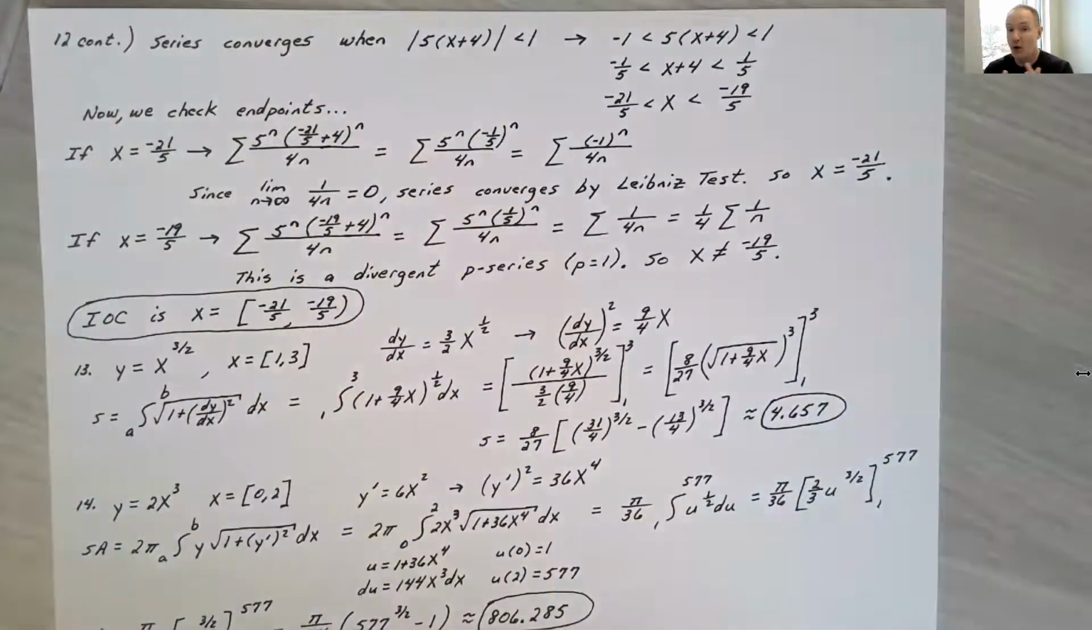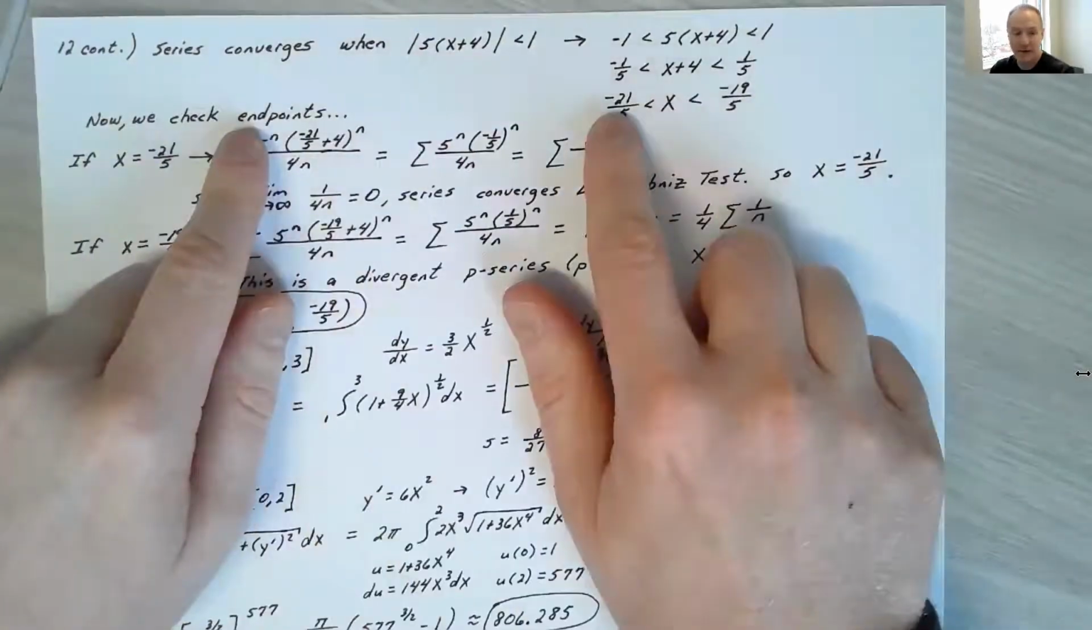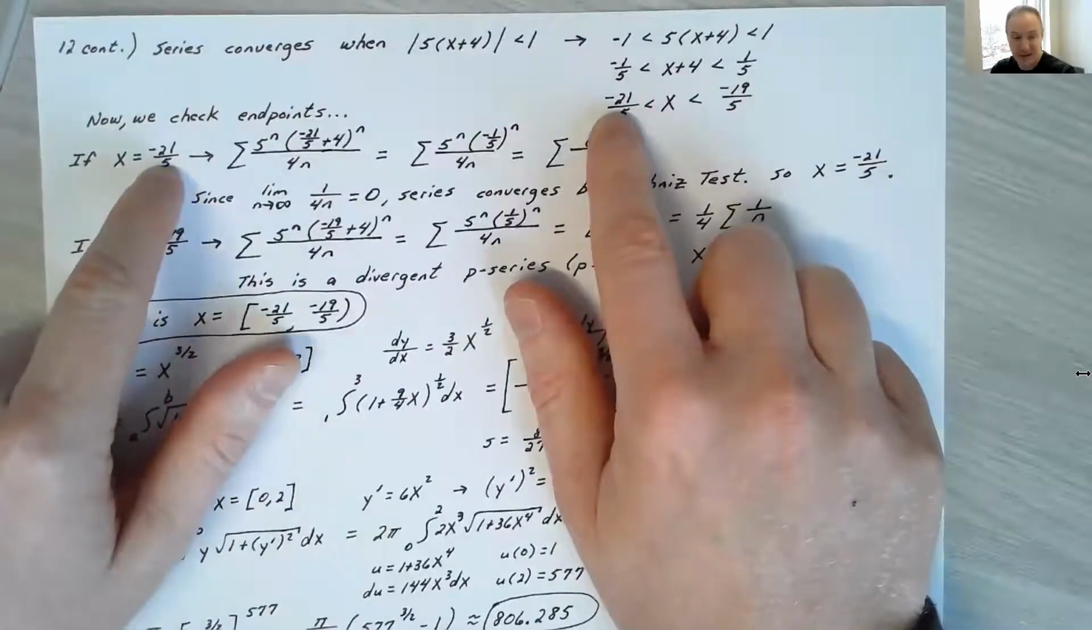But what I don't know is, well, does it converge at these endpoints? Don't know, have to test them. So the ratio test is inconclusive at the endpoints, so I'll have to test those endpoints.